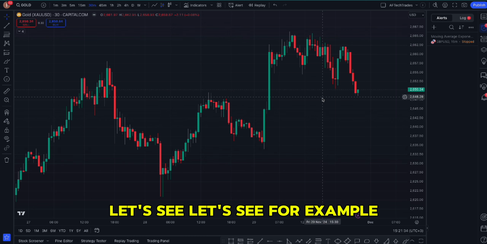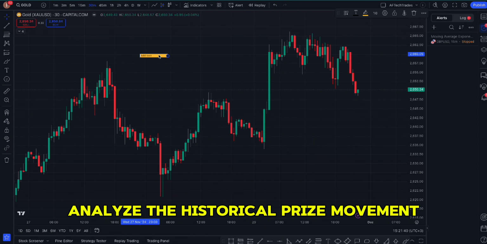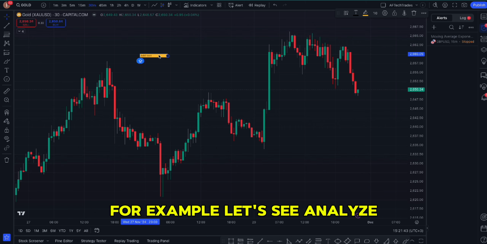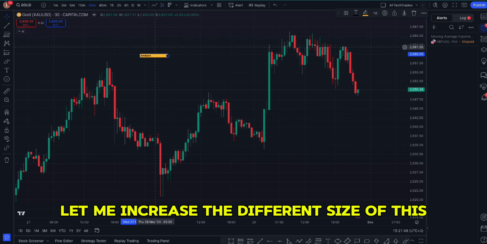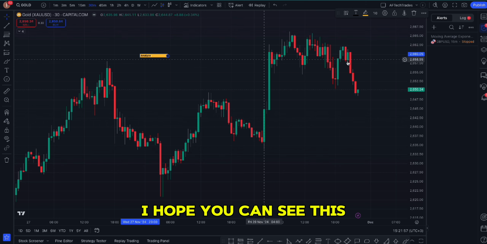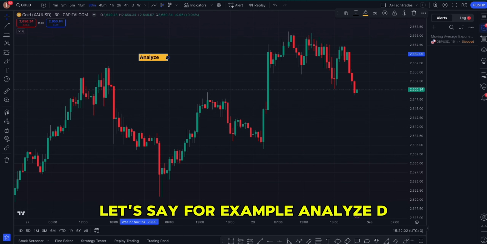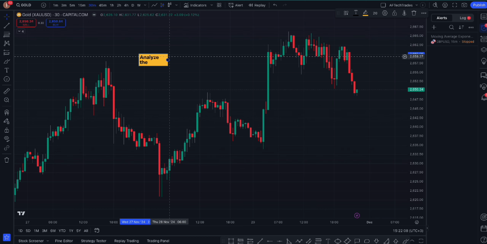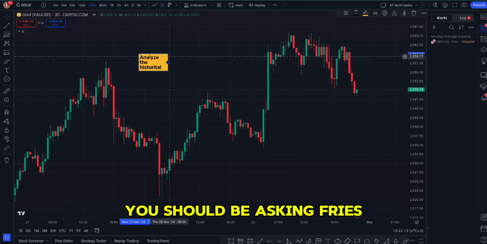For example, let's say analyze the historical price movement. Let me increase the font size of this. I hope you can see this so that you can see boldly what I'm writing. Okay, good. Let's say, for example, analyze the historical. This is part of the kind of questions you should be asking.